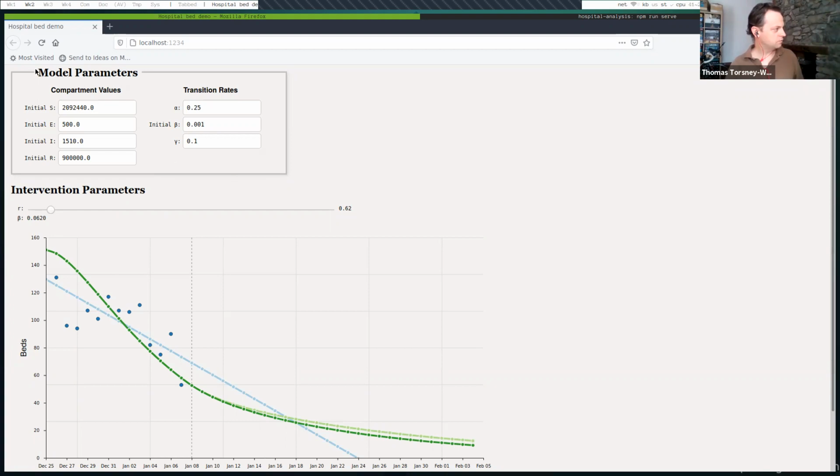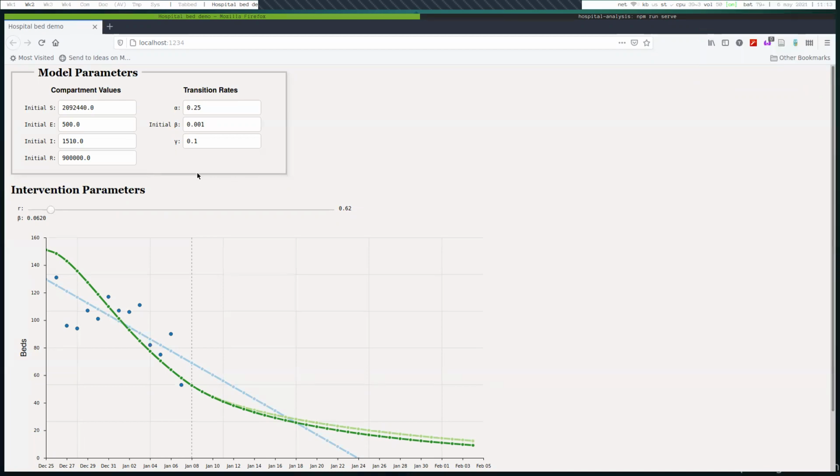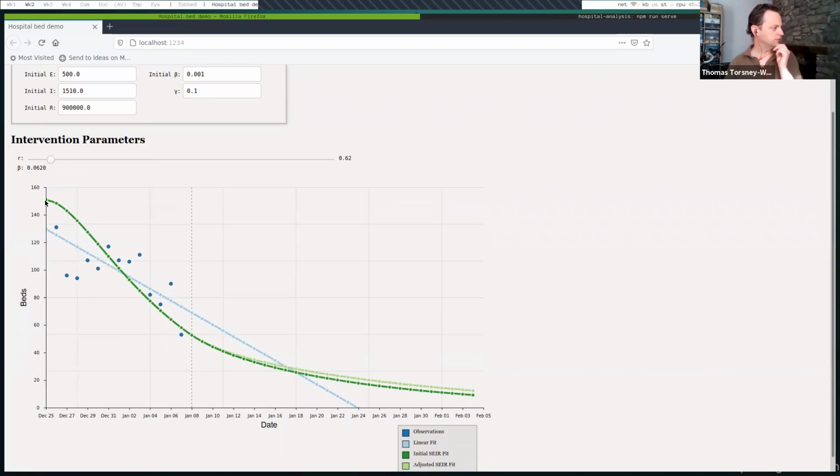Up here you have this model parameters area. This basically shows you the values from the fit. And if you think these values are not good or don't make any sense, you can change them and it will change the predictions of the model. So I'll show that in a second. And then down here is actually the chart, which shows the various fits of the data points.